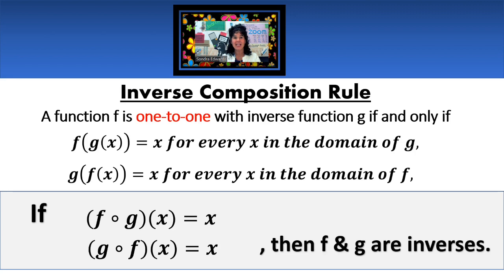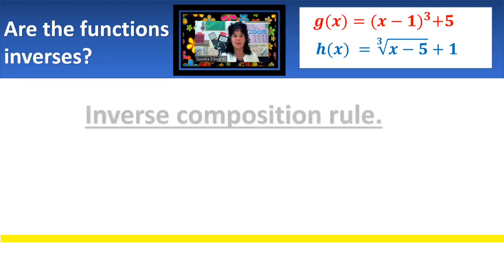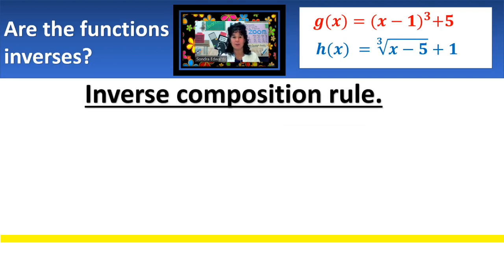All right, let's go ahead and get to using this rule to prove that two functions are inverses of one another. Here we have those same two functions that we started with that we strongly suspect are inverses of one another. If we use the inverse composition rule, the first thing that we want to do is find g composition h of x and h composition g of x. So let's start with the first one.